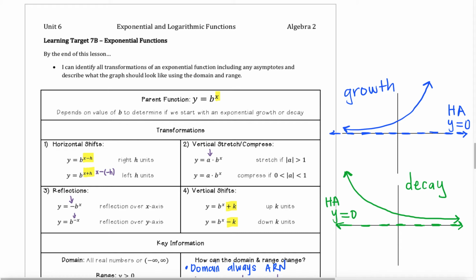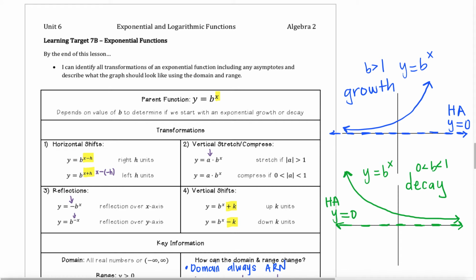Now for reference here, I do have the exponential growth graph drawn. So this would just be y equals b to the x, where that b value is bigger than 1, as well as the exponential decay graph drawn, which would be y equals b to the x when b is less than 1, but still bigger than 0.